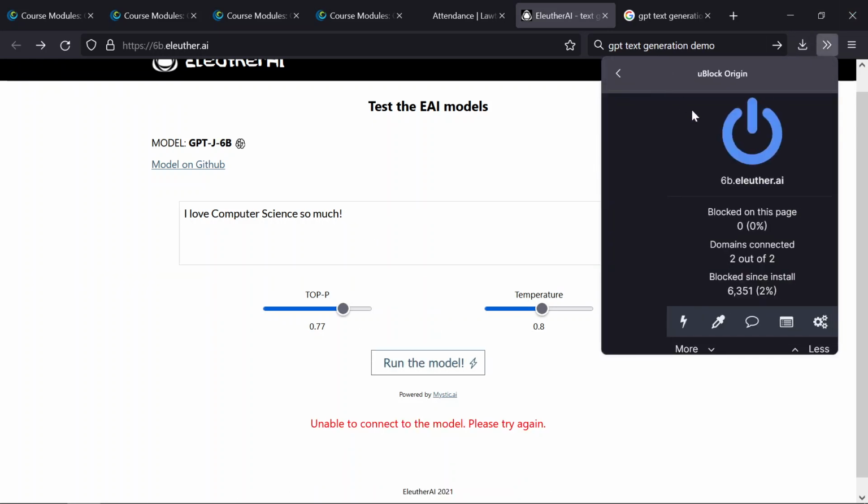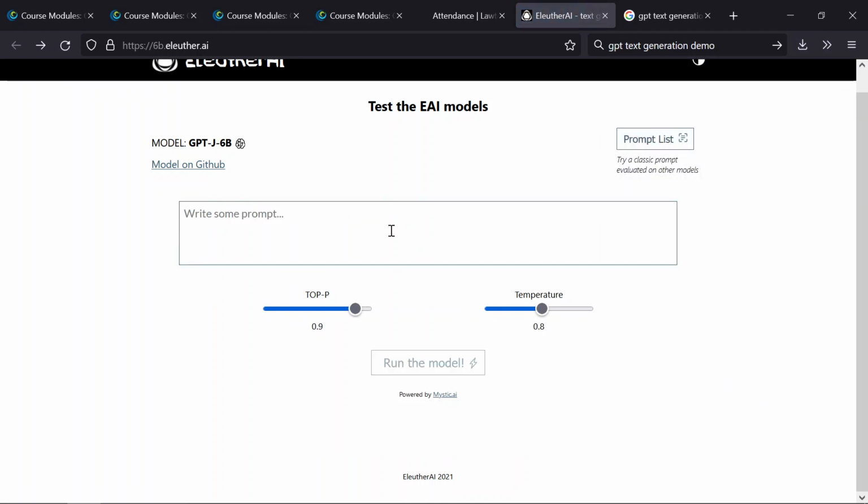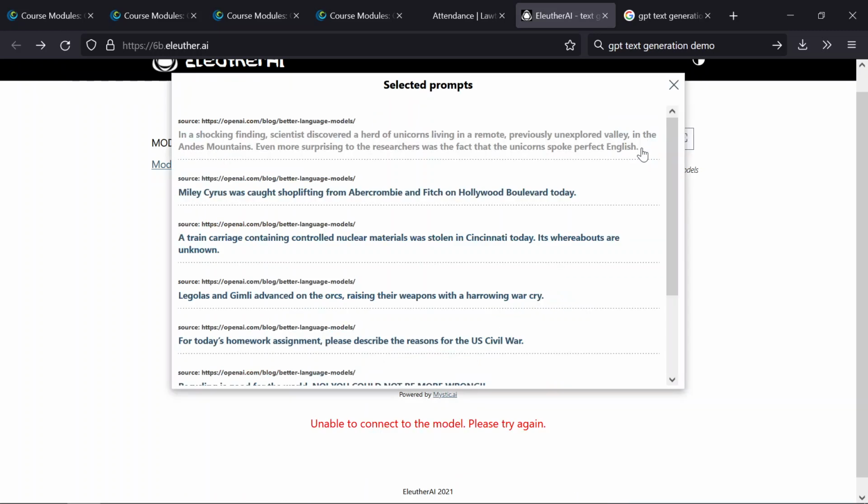I wonder if it's because I have an ad blocker. Let's see. Can you change the model? If I use a different prompt.